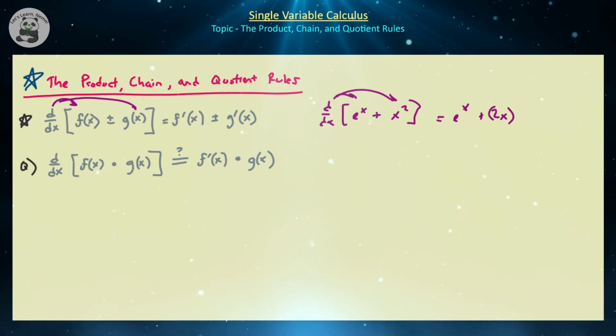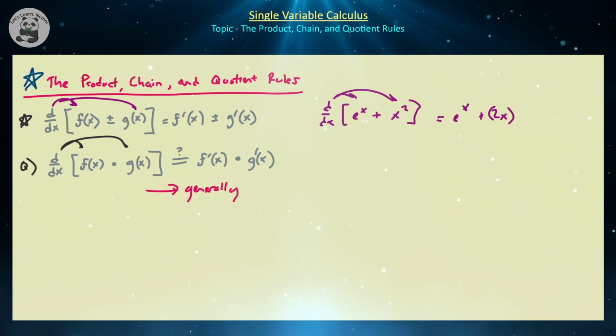But the main question is, do derivatives behave the same way with products and quotients? That is, can you distribute derivatives over products? I.e., is the derivative of the product of functions equal to the product of the derivatives of functions, provided that those functions themselves are differentiable? Generally speaking, take a guess? No.